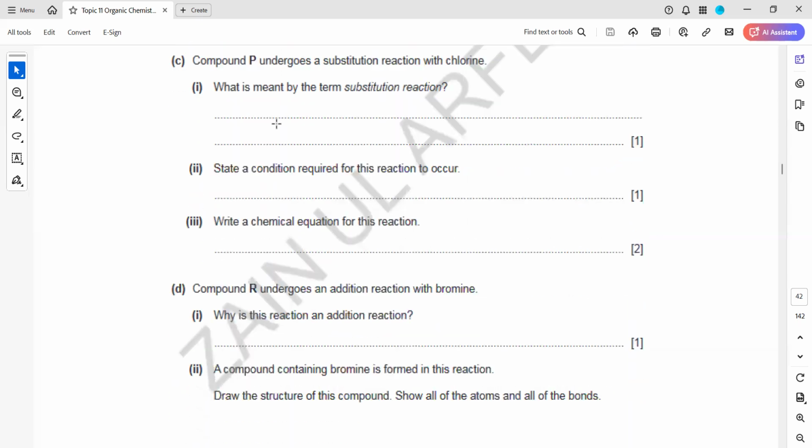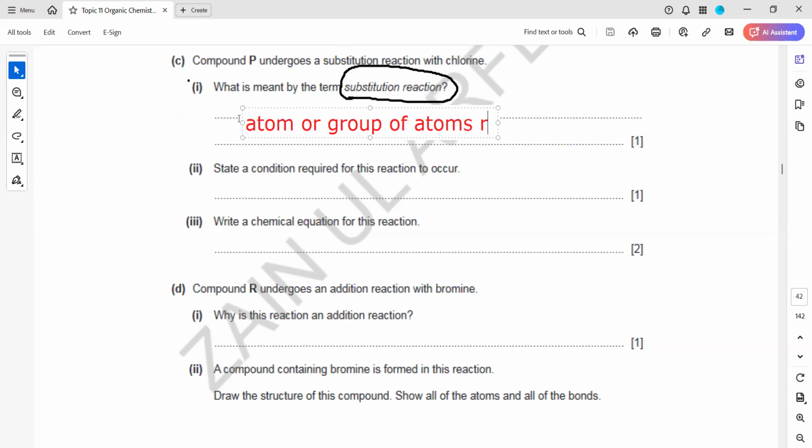Compound P undergoes a substitution reaction with chlorine. What is meant by a substitution reaction? You have to learn the standard definition. I have shared the Google Drive link in which you have all the definitions, in that folder. So a substitution reaction means when an atom or group of atoms replaces another atom or group. When one atom replaces another atom or a group of atoms, we call that a substitution.